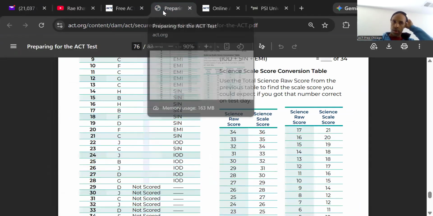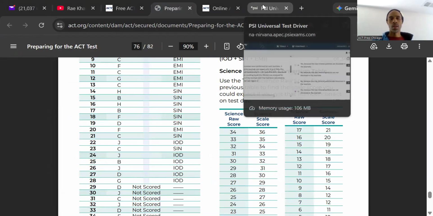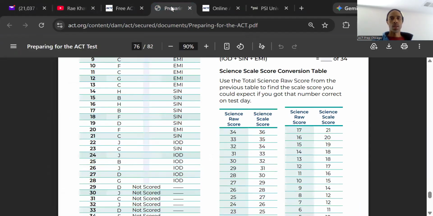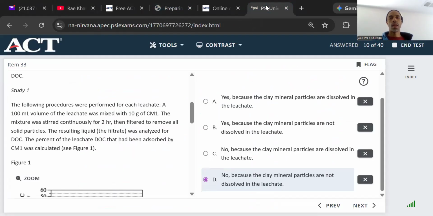Let's look at the answer choice though. For that one, which one is that? 33. It's D. Okay, I was right. And I think I'm right because when you look at the experiment, it's the clay mineral particles that are absorbing or dissolving the leachate. It's not the leachate dissolving the clay mineral particles.